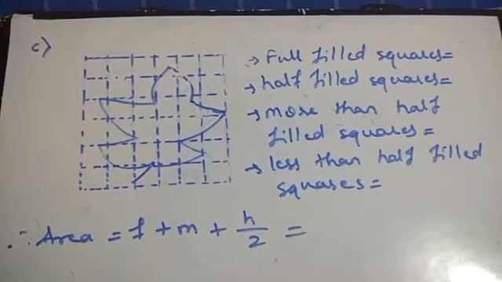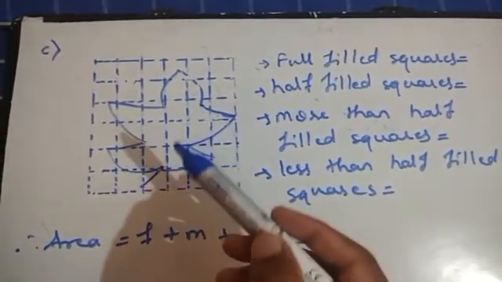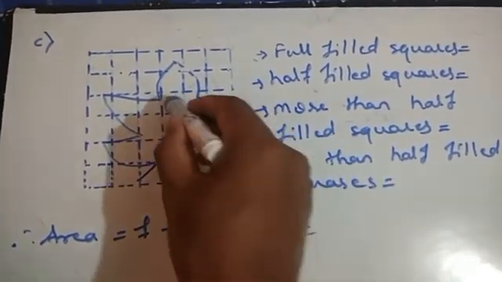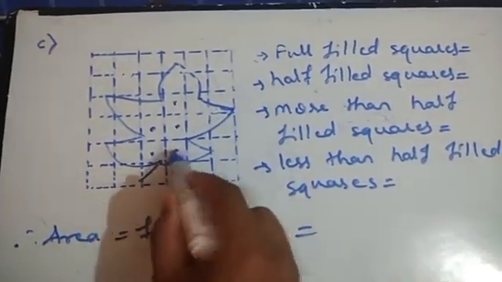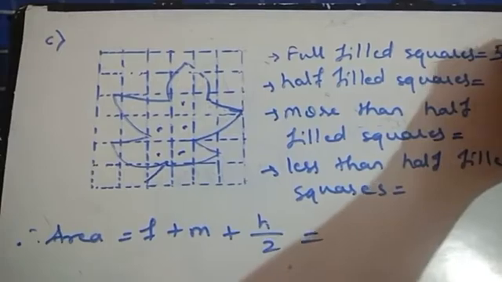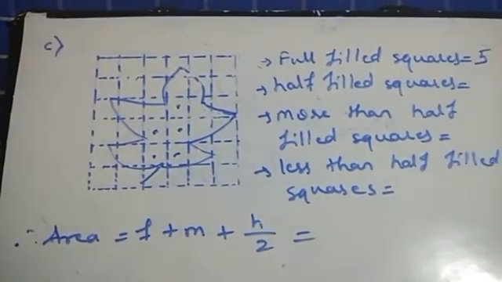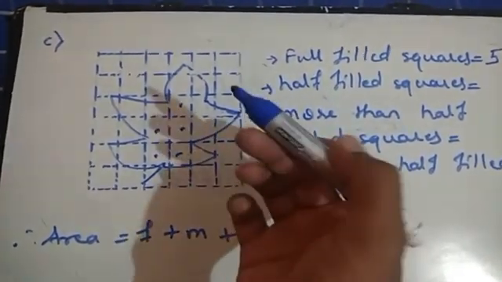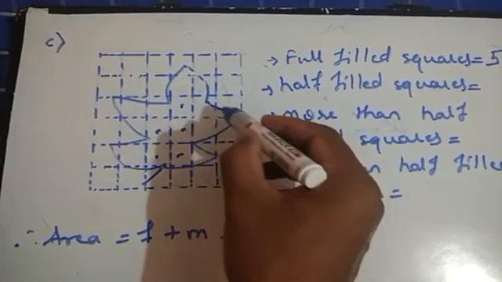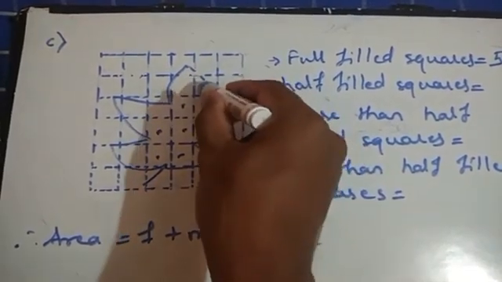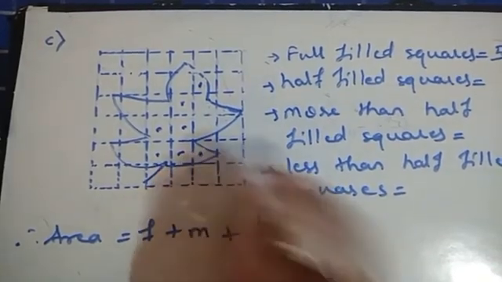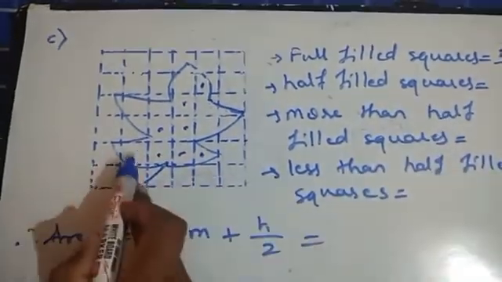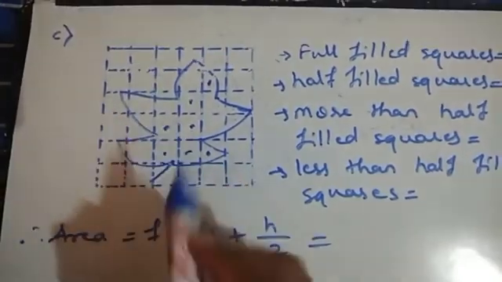See one more example here. In this first we are going to find out fully filled squares. 1, 2, 3, then 4 and 5. Fully filled squares are 5. Next we are going to find out half filled squares. Here we get 1. Then again here we get 2 half filled. In here no, this is less than half. So we get 2.